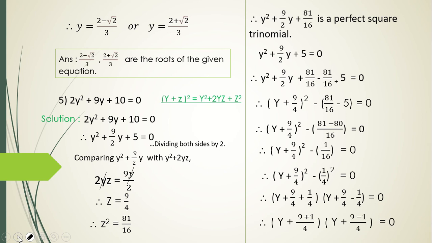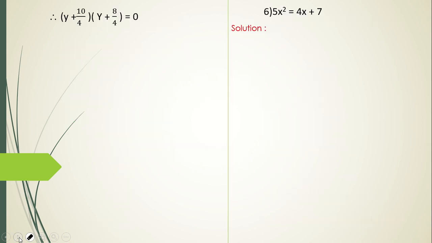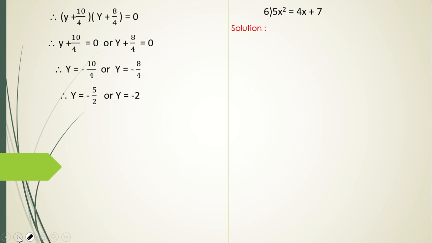Equate both the factors to 0. And I get y plus 10 upon 4 is equal to 0, or y plus 8 upon 4 is equal to 0. So this is the value of y I get. So these are the solutions of the given quadratic equation.